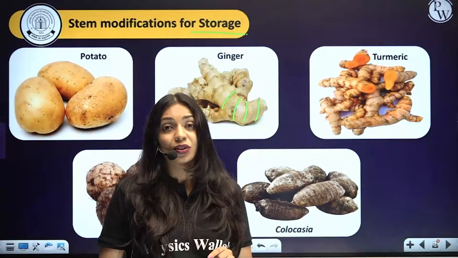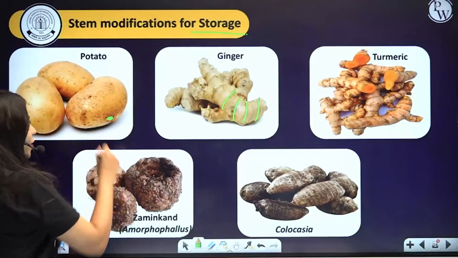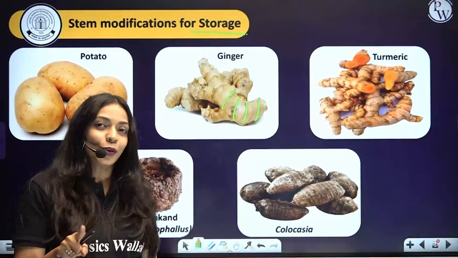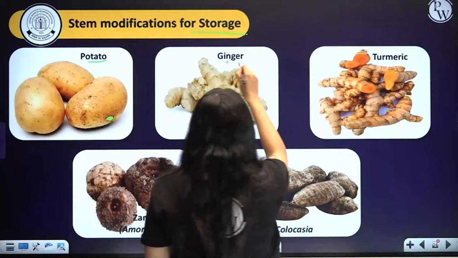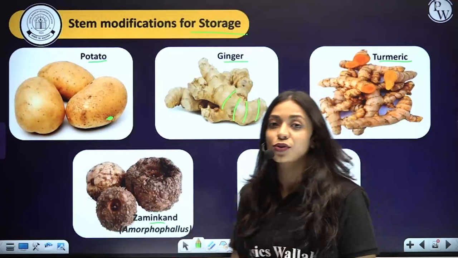You may have seen eyes in potatoes, right? So these potato eyes are nothing but the buds, axillary buds. So that indicates that it is a stem. Now you know that anything that is found under the soil is not necessarily a root. It could be a stem as well, right? So here are some examples. Potato is a stem that is modified to store food. Ginger, turmeric, colocasia, zameenkand, which is also called amorphophallus. All of these are stem modifications.